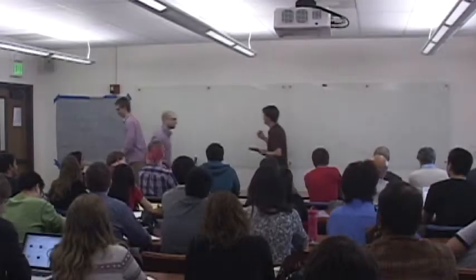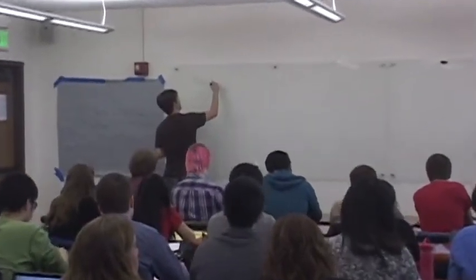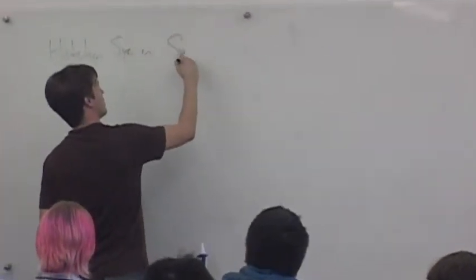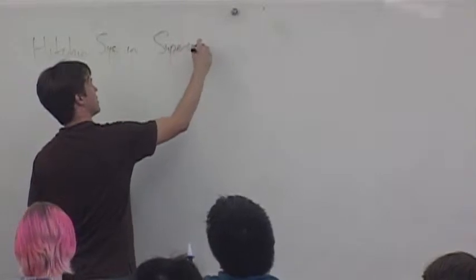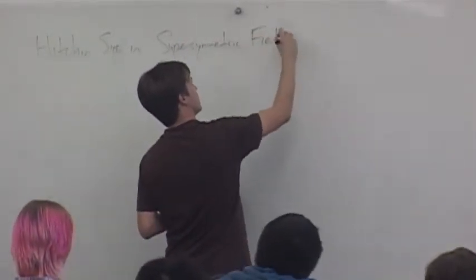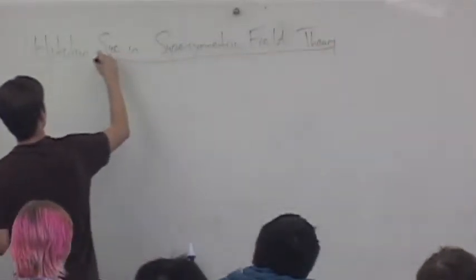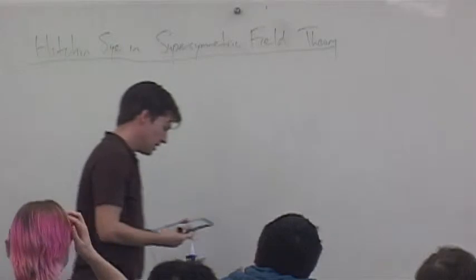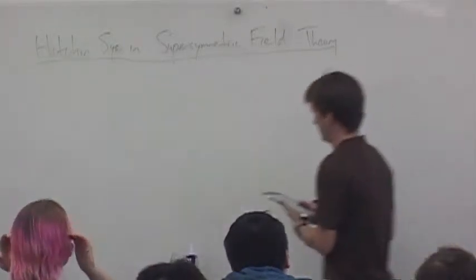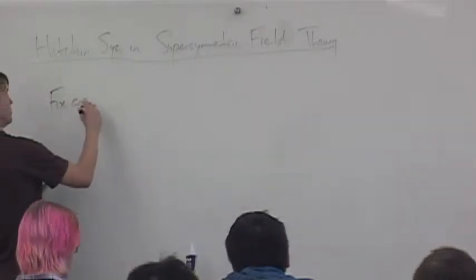Great. So, right. So indeed, the title: Hitchin systems in supersymmetric field theory. Okay, so let's fix a compact Lie group G.